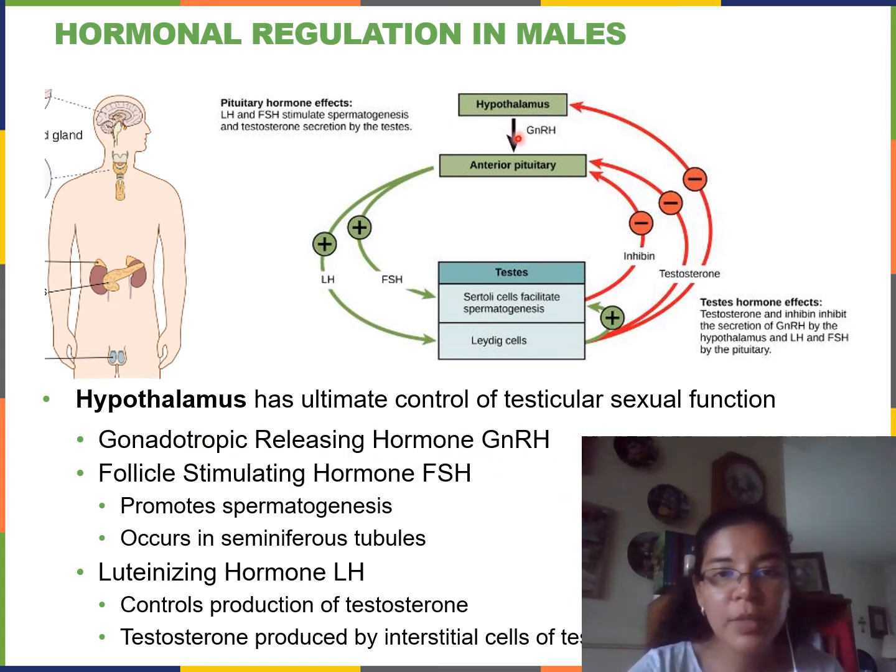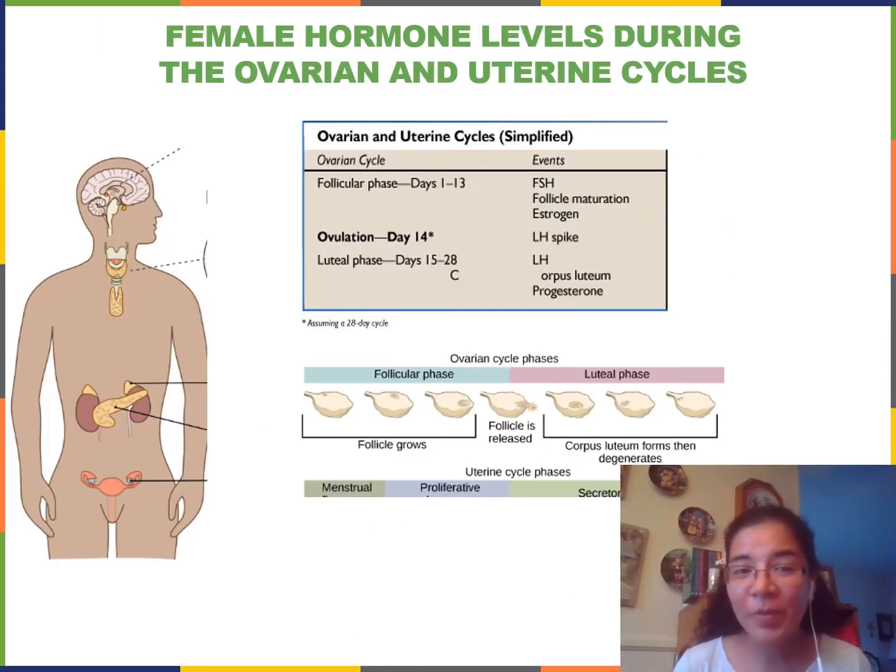Gonadotropic releasing hormone is released from the hypothalamus to the anterior pituitary. The anterior pituitary secretes FSH and LH. FSH promotes spermatogenesis. It's all in the seminiferous tubules. Luteinizing hormone controls production of testosterone. The release of the testosterone will come back and inhibit release of the GnRH and the LH and FSH. And so this is what's known as a negative feedback cycle.